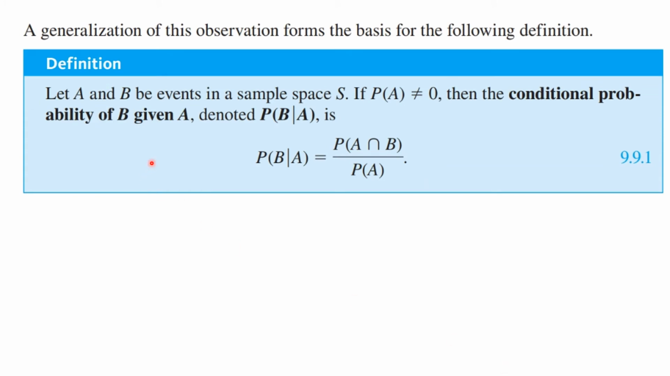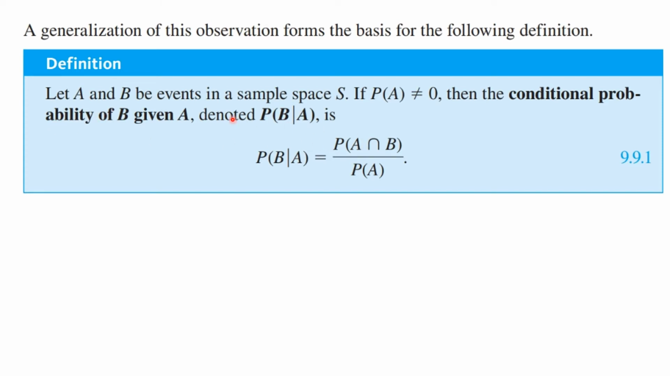So this is the definition of conditional probability. Let A and B be events in a sample space S. If the probability of A does not equal 0, because we can't have 0 on the denominator, then the conditional probability of B given A is denoted as the probability of B given A. So that's saying that we're assuming that A is the case, and then what's the probability of B based on that information? This vertical bar is read as "given."